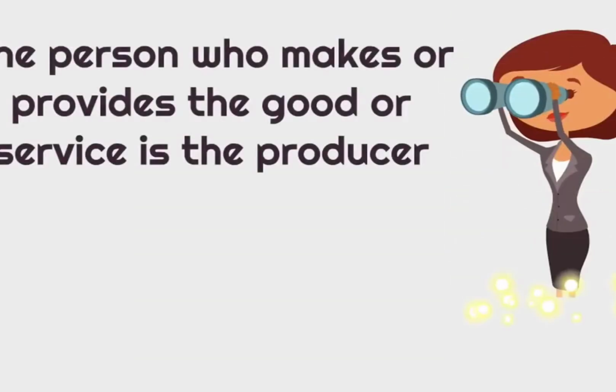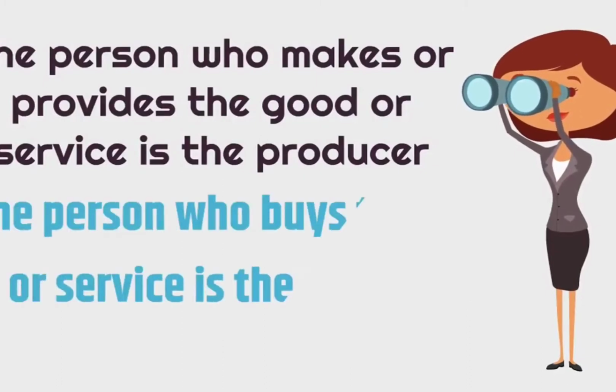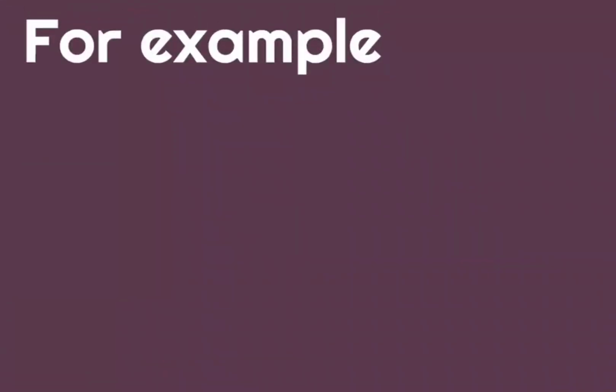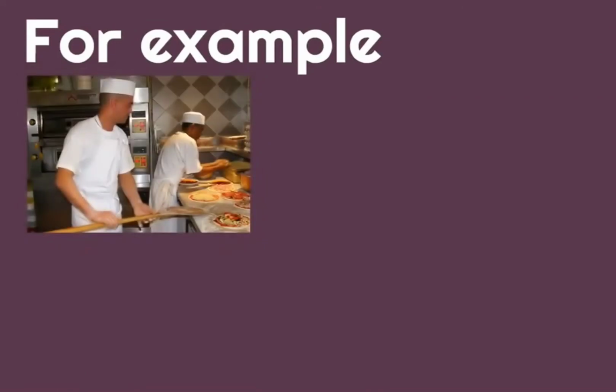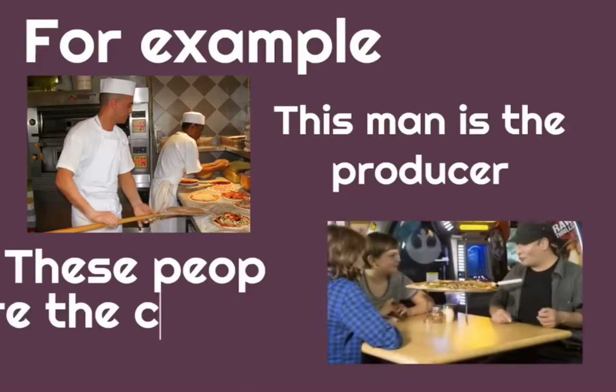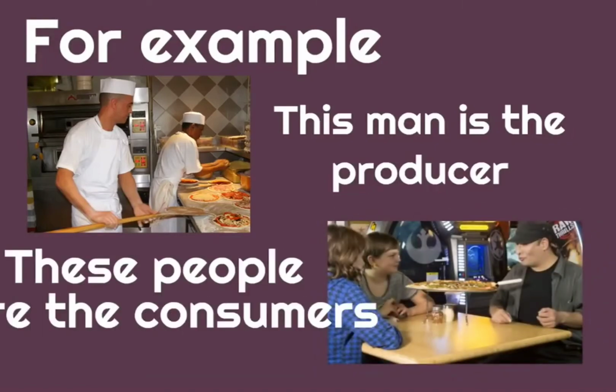The person who makes or provides the good or service is the producer, and the person who buys the good or service is the consumer. So the producer makes it, the consumer buys it. For example, here's a picture of a man who's making a pizza. This man is the producer. Now see these people are the consumers. They are the ones that bought the pizza. The producer made the pizza. The consumers buy the pizza.